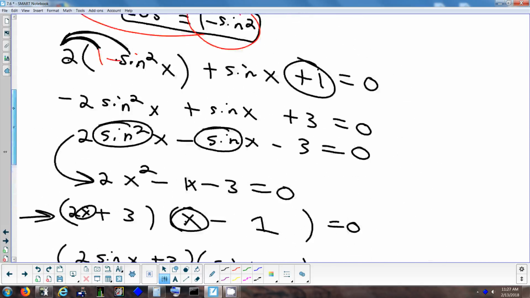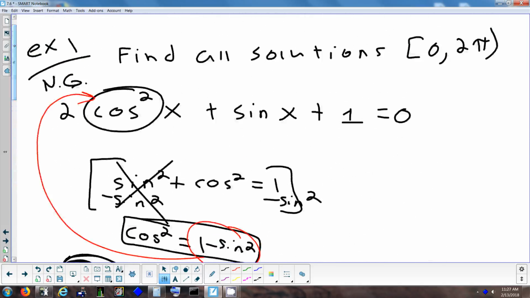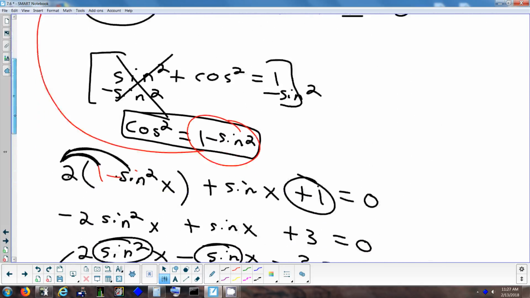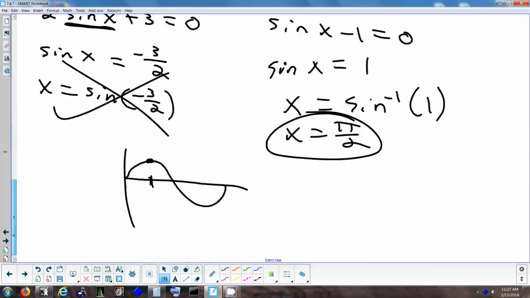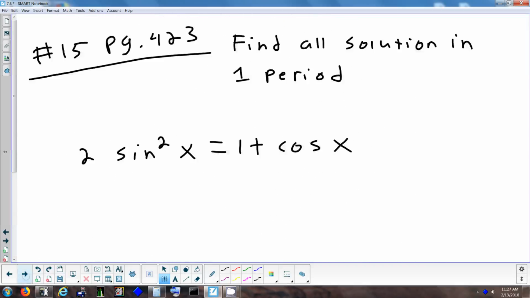Okay, if you're looking in the book, I think I changed example 1 in the book a little bit, so the problem is a little different if you're following along in the book. We're okay here. All right, let's try another one.